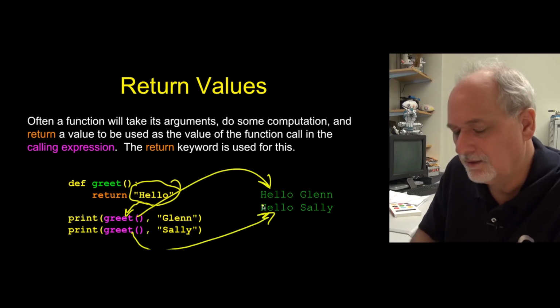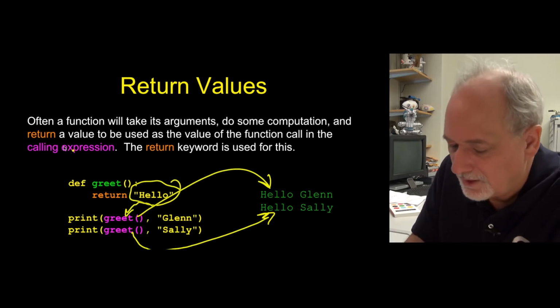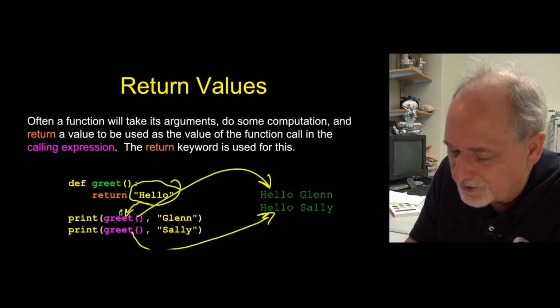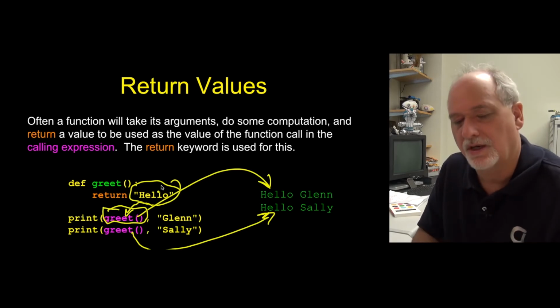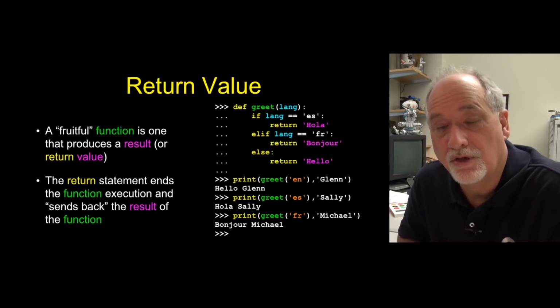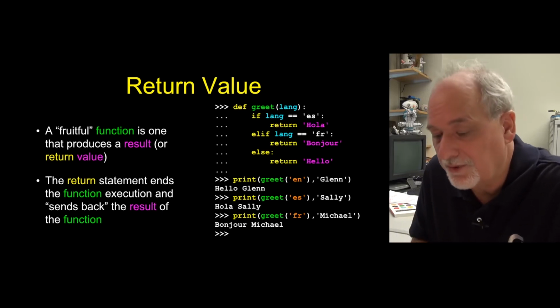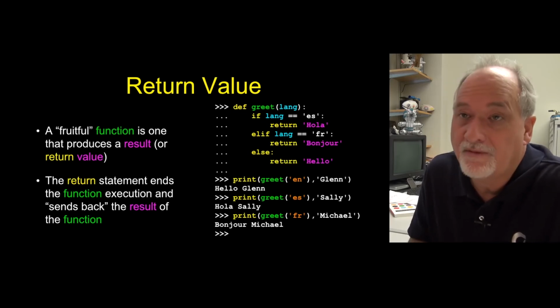Okay? And so basically the return statement is, I call this the residual value. It's like what shows up here when the function is all done, and it's the string hello. We call the functions that return values fruitful because they produce something, but you don't have to. You can just say return, or you don't even have to have a return statement.